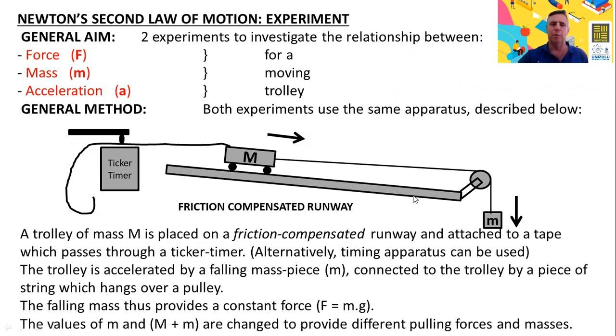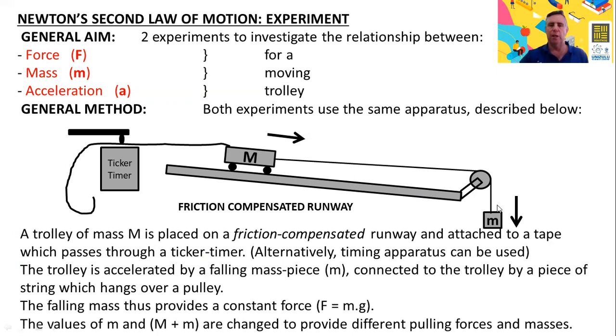So this is the experimental setup. A trolley of mass m is placed on a friction compensated runway. That simply means we've sloped the runway enough that the trolley with all its attachments will roll down it with constant velocity. So the component of gravity will balance the frictional forces. It's attached to a ticker tape which passes through a ticker timer. We use that to measure the acceleration of the trolley. Alternatively, a timing apparatus could be used.